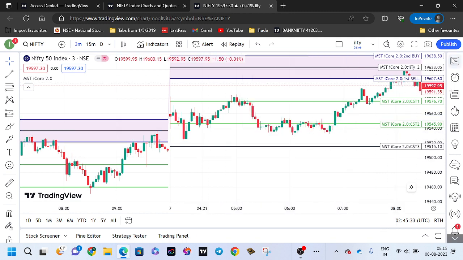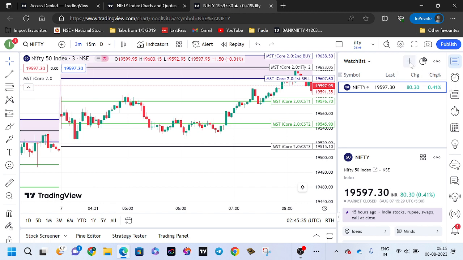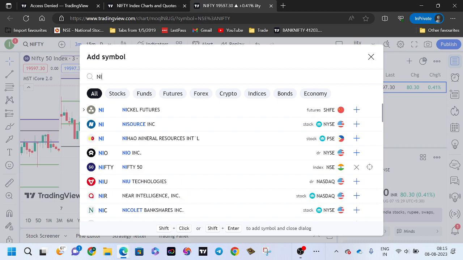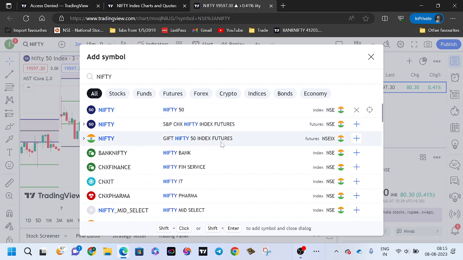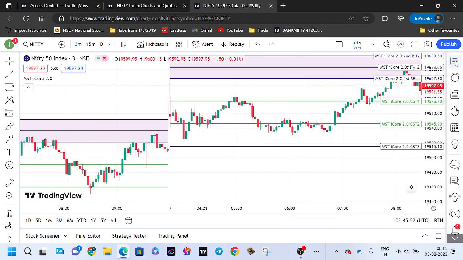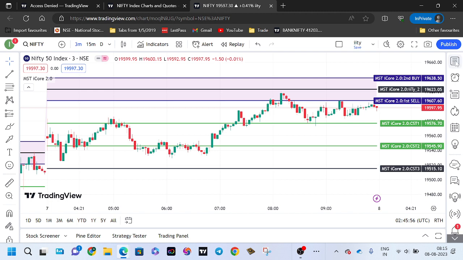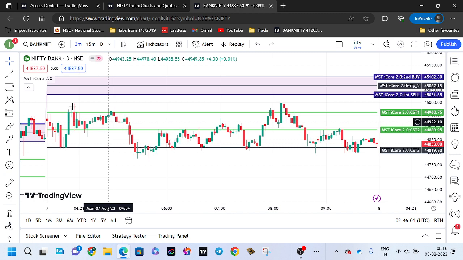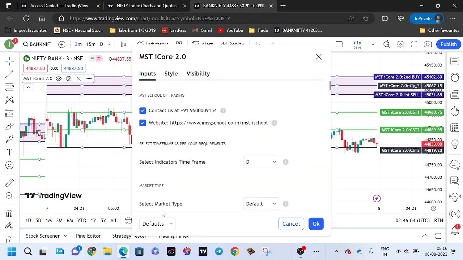Now let me show you some scripts, because we are always interested in Bank Nifty. So I am searching for Bank Nifty. All of you stay tuned. I am going to explain very clearly how to use our MST iCore 2.0 effectively. Give reset settings.